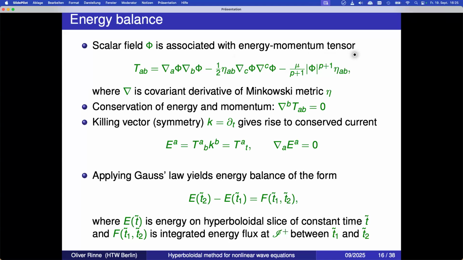Well, we start with the energy momentum tensor for the scalar field, which is written here. This is all in terms of the physical space. This nabla is the covariant derivative of the physical Minkowski metric. Now we have energy momentum conservation, which says that the divergence of this T here vanishes. Then we know there's a Killing vector symmetry, which is d by dt. Let's call this Killing vector k. If I contract this energy momentum tensor with k, I get a conserved current, which I call E. So this E is divergenceless.